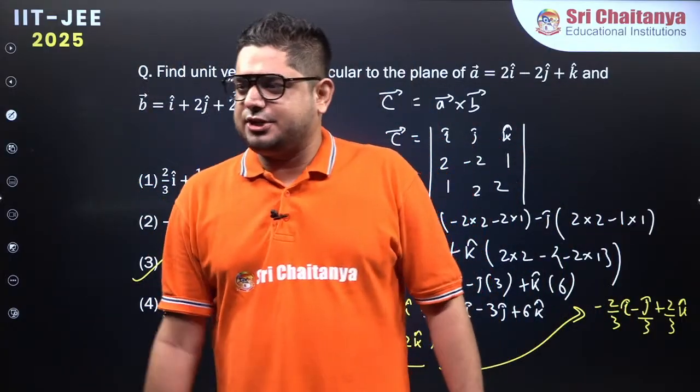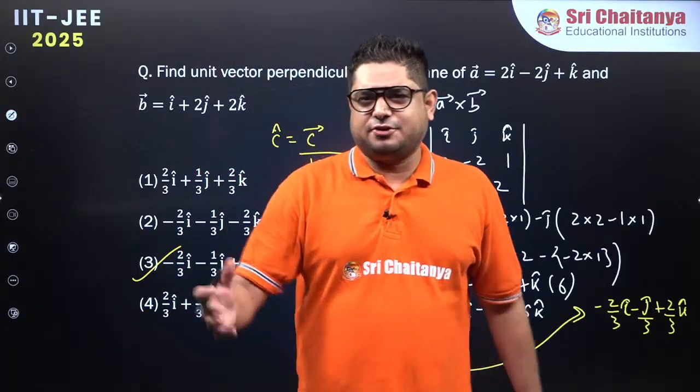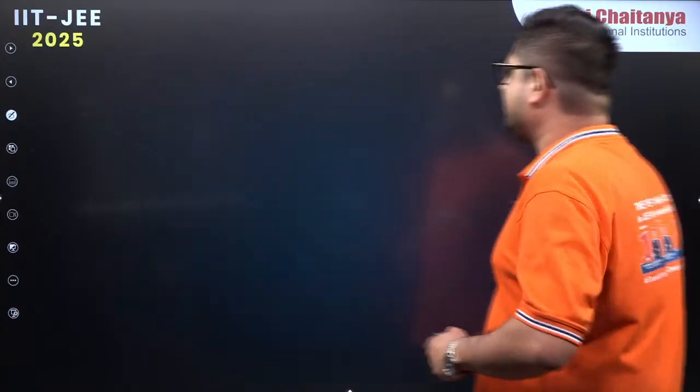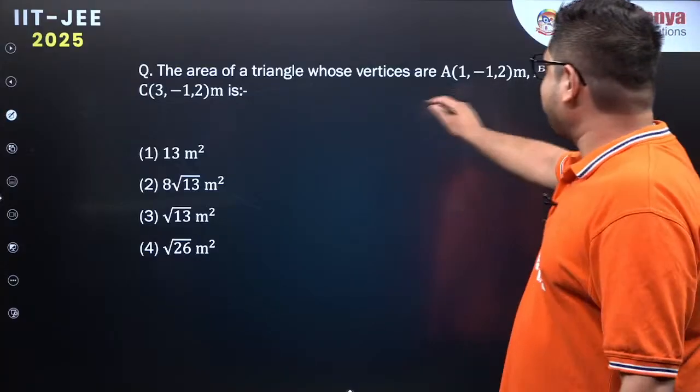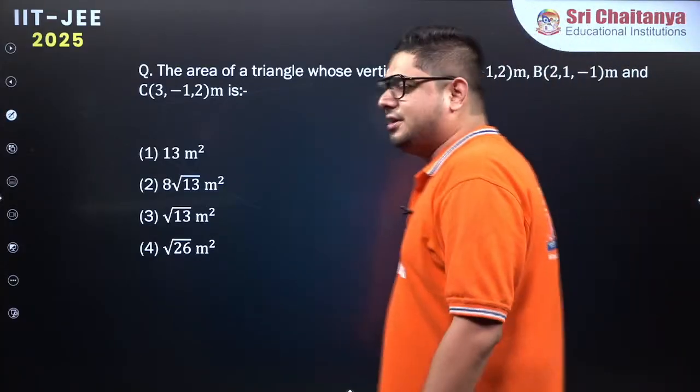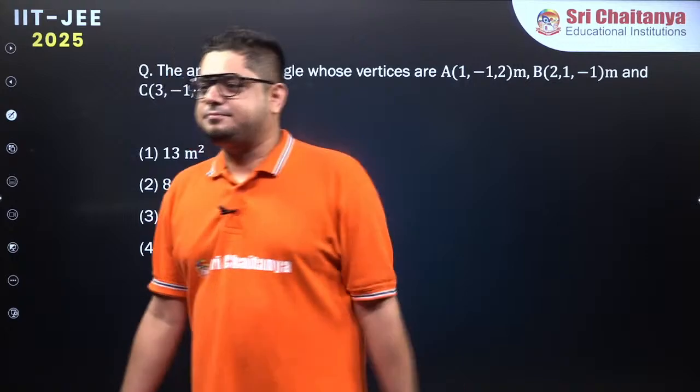So let's try to proceed to the next question. Are we ready for the next question, everyone? Okay. So that's your next question, everyone. Area of the triangle whose vertices are being given as. What is required to be done?